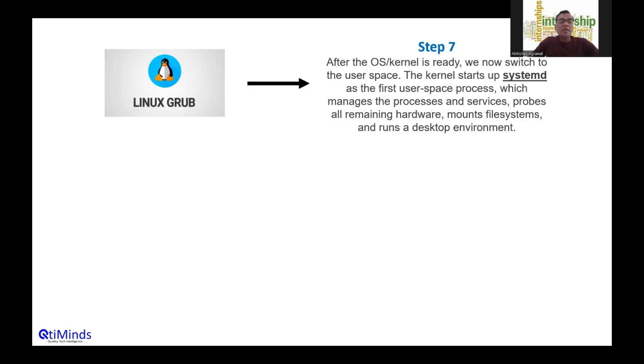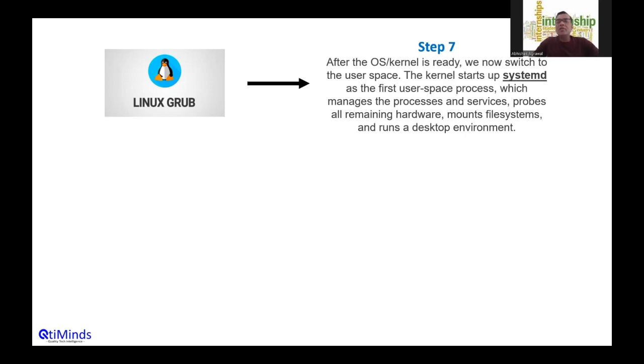So what does it do to enter into the user space? The kernel first starts a process. The name of the process is systemd. systemd is the first process which is started after boot up in user space. So you can say that it is the first user space process. systemd is the first user space process in the booting process.